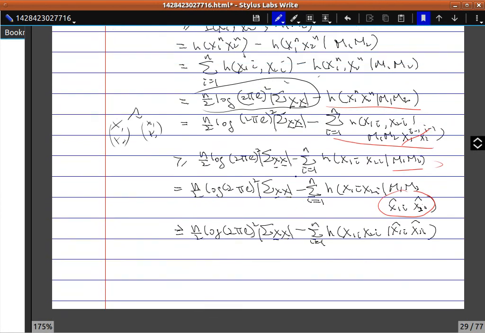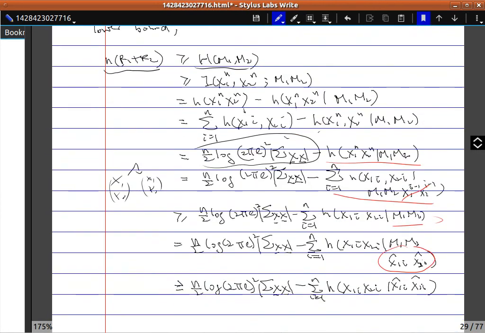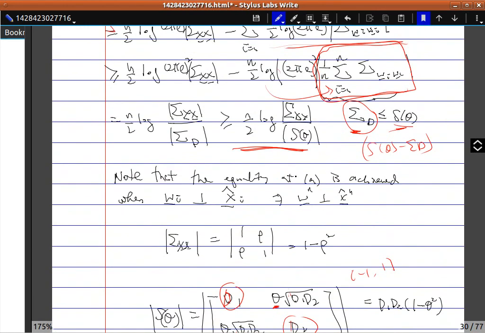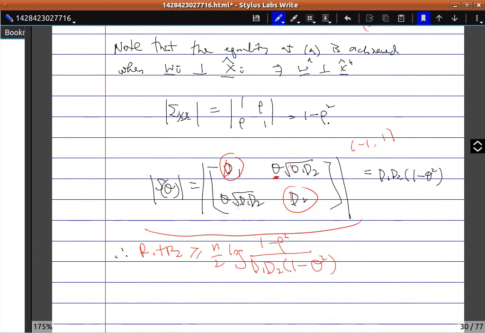So what have we just done? We have shown that n(R1 plus R2) is bigger than or equal to the determinant of sigma xx over the determinant of S theta here. Sigma xx is just [1 rho; rho 1], so its determinant is 1 minus rho squared, and S theta is just this one. So we have a bound like this. It's a rather simple bound.